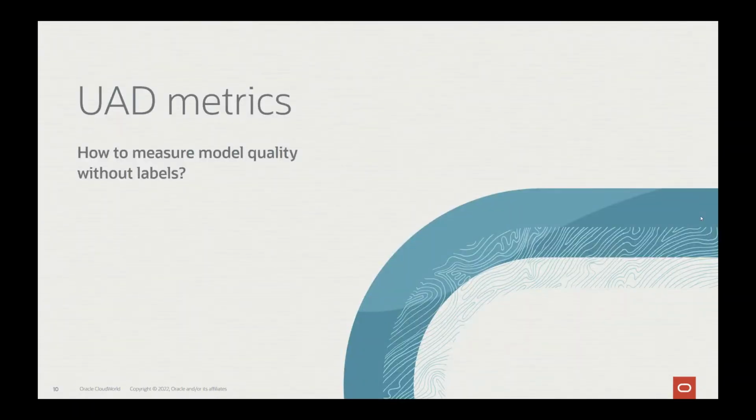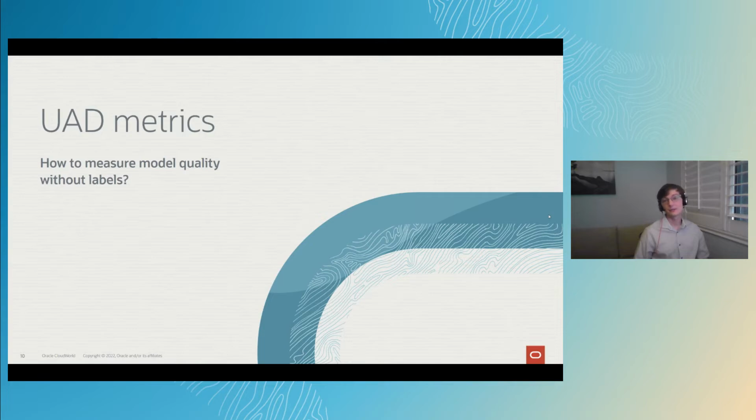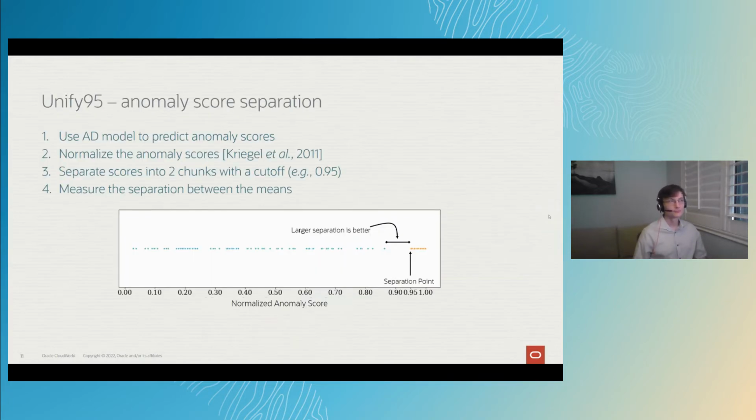All right, so how do we actually do this, right? How do we actually identify what model is doing a good job when we don't have any labels at all? We've got two different methods for this. The first one is Unify 95.